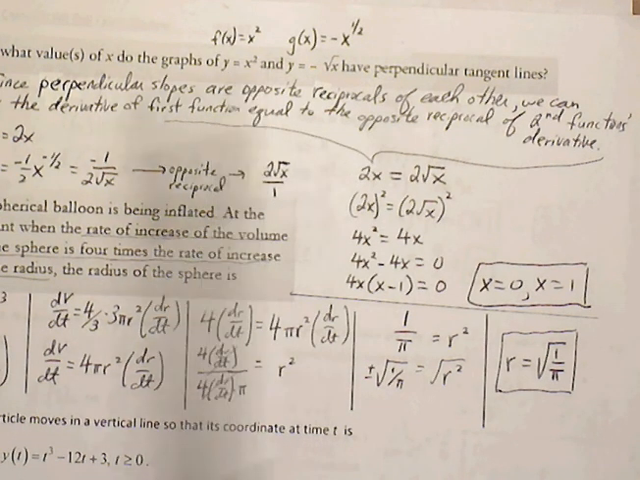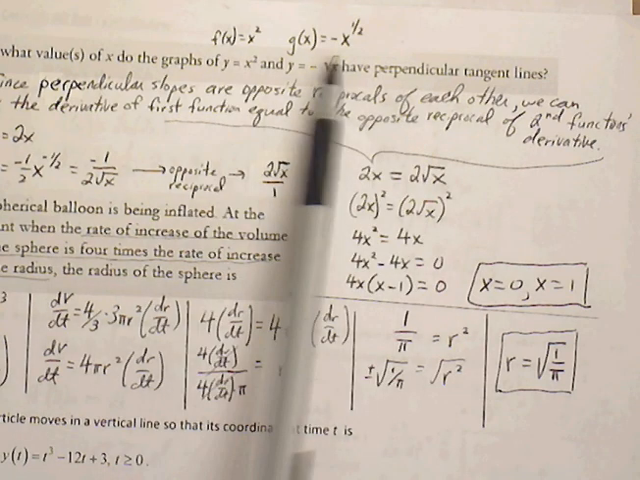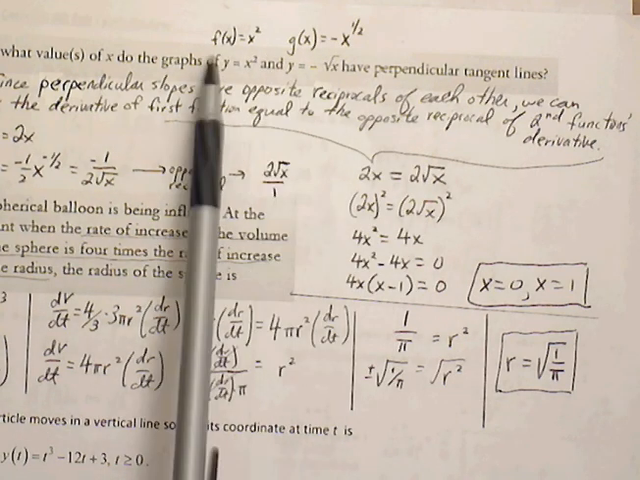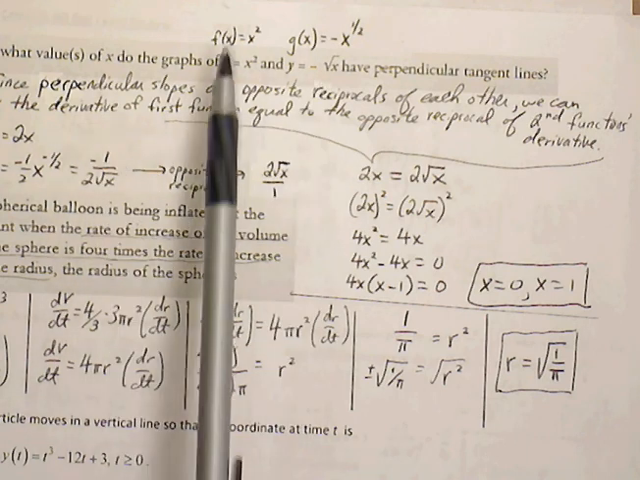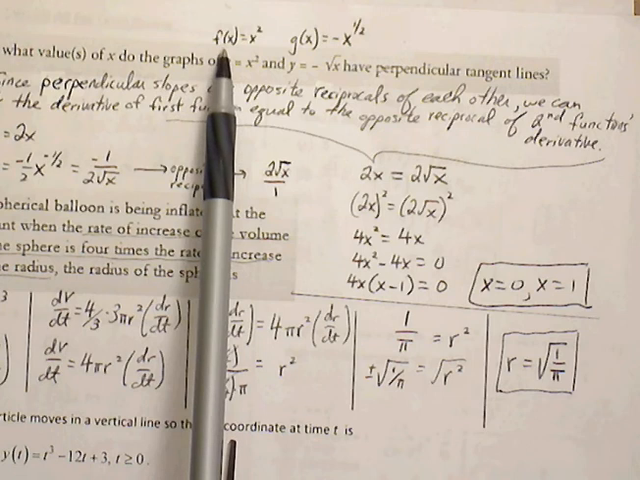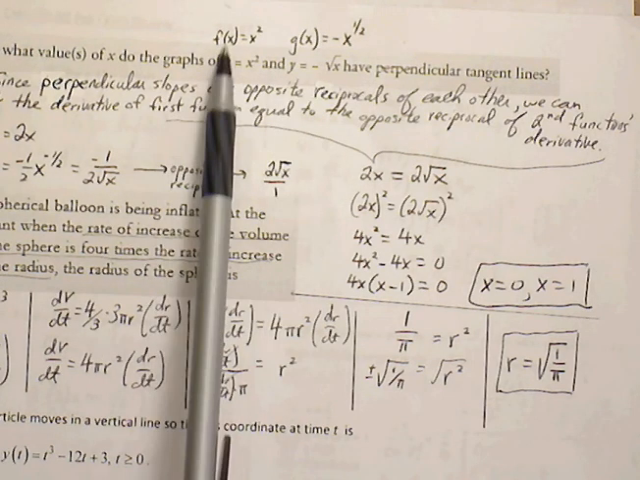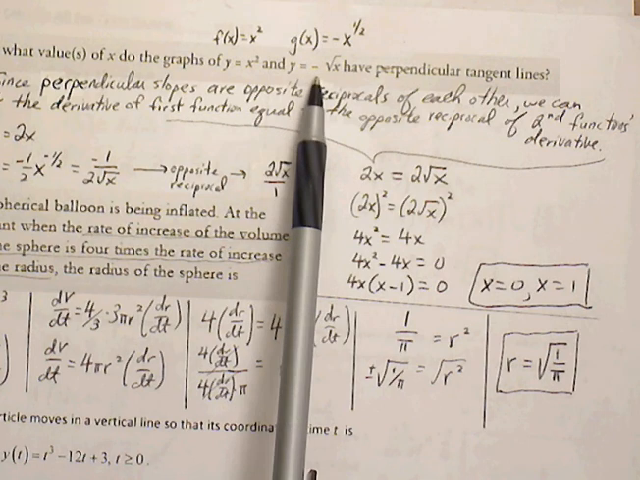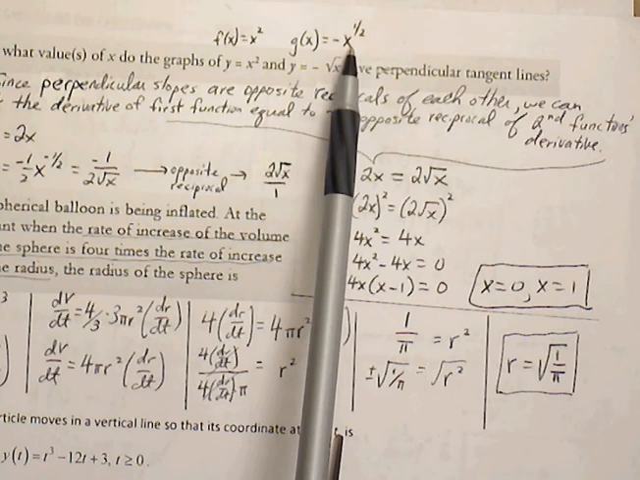So we're going to use the rules for perpendicular lines, but not with their slopes, but with their functions' derivatives. So I'm going to name the first function f of x and the second one g of x. So f of x is x squared, and g of x is, I'm going to rewrite the radical in terms of rational exponents, negative x to the 1/2. Okay, we find our derivatives.